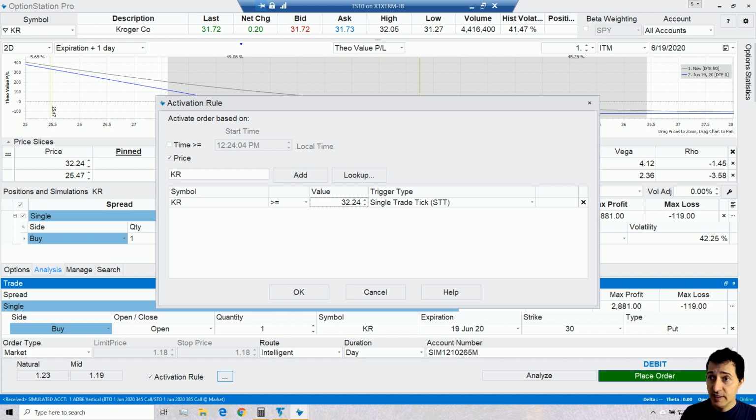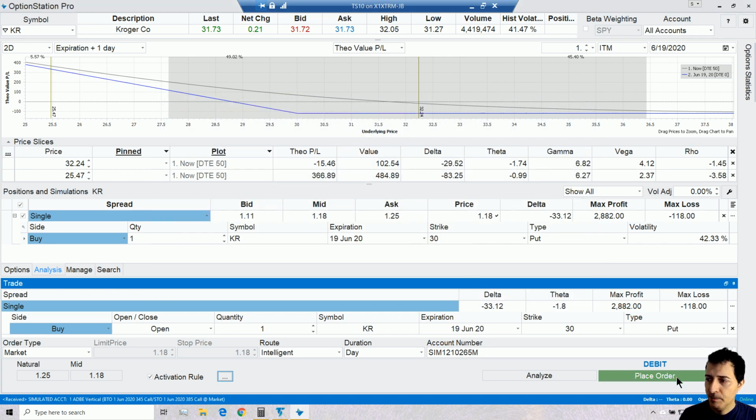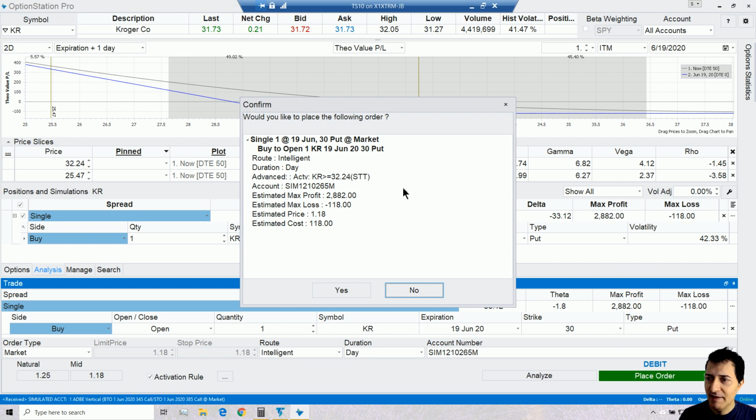This is pretty close to the current price. If the market was to push hard before the close today, we may very easily get filled on this trade. So click OK, place order. We're going to have a little summary here.